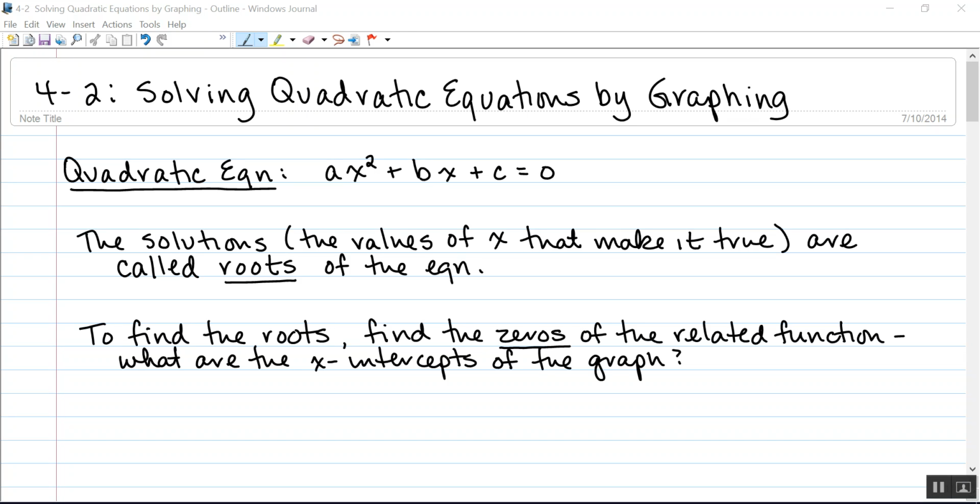Section 4.2 is on solving quadratic equations by graphing. A quadratic equation is an equation of the form ax squared plus bx plus c equals 0. The solutions, or the values of x that make it true, are called the roots of the equation. In order to find the roots of the equation, we need to find the zeros of the related function. That is, what are the x-intercepts of the graph?